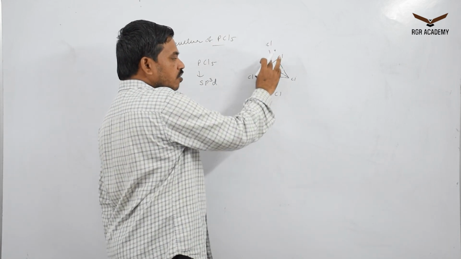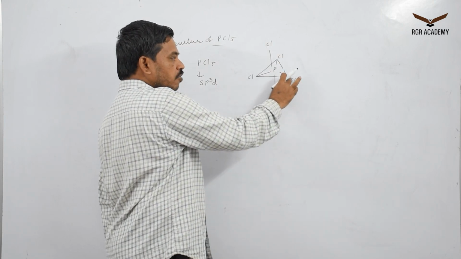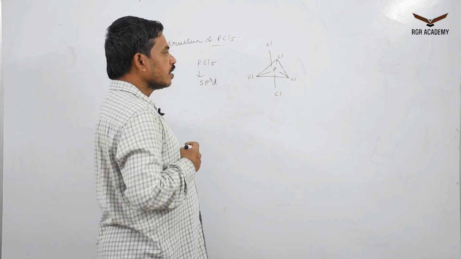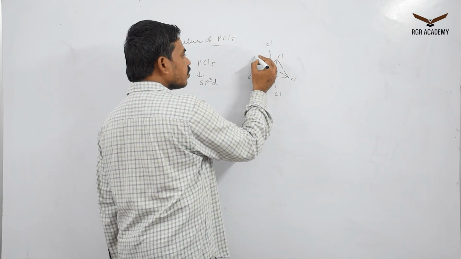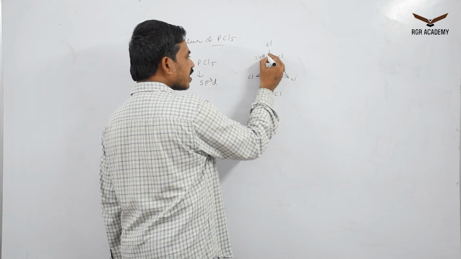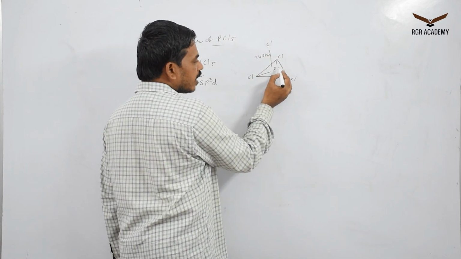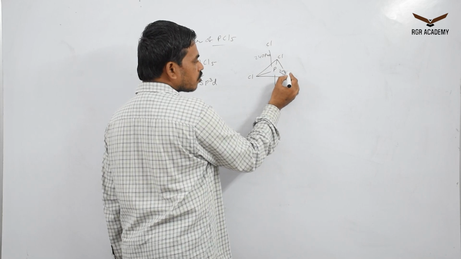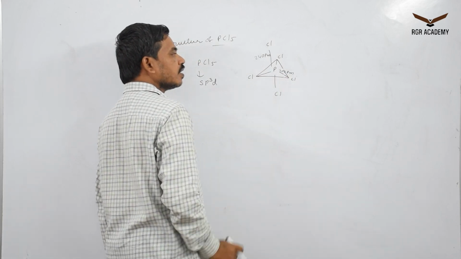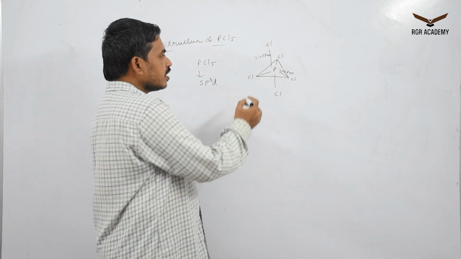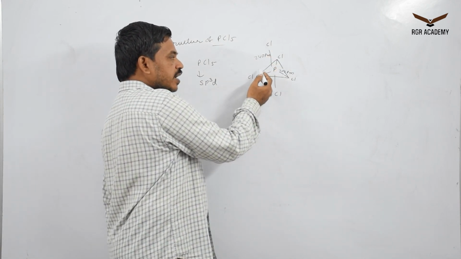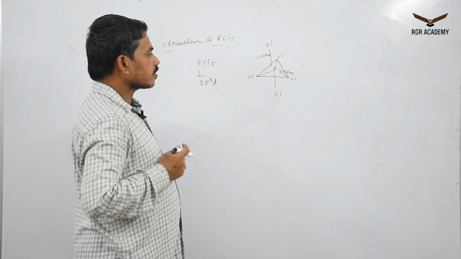Axial bond length is more as compared to equatorial. Axial bond length is 240 picometers. Equatorial bond length is 202 picometers. Axial bond length is more as compared to equatorial chlorine atoms.